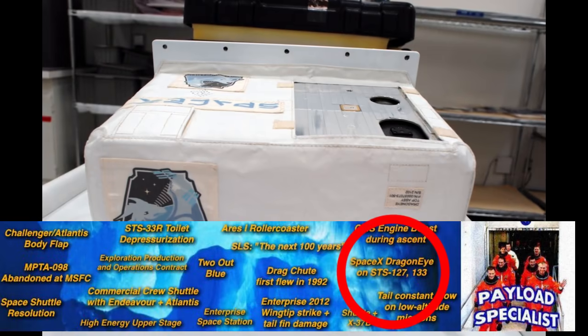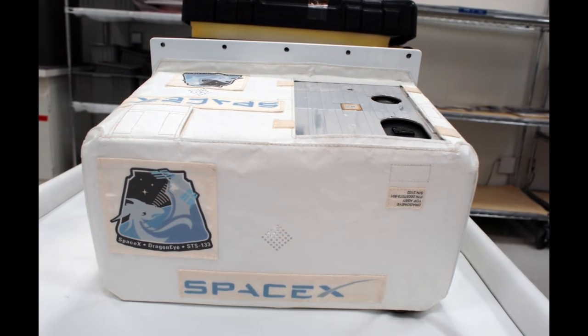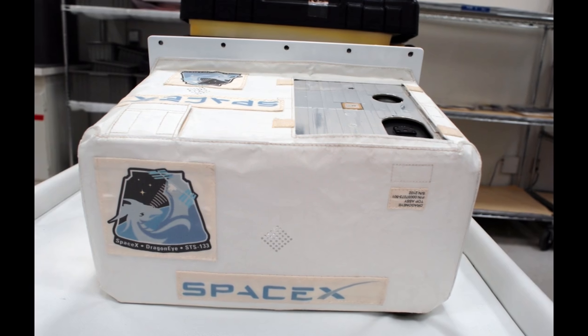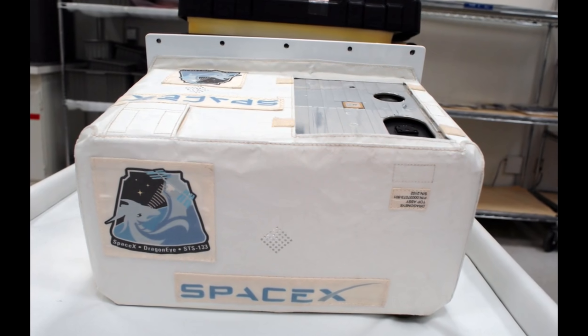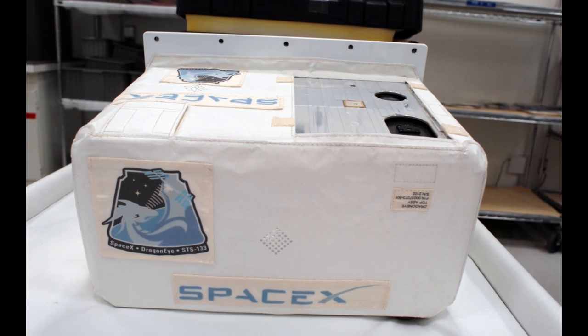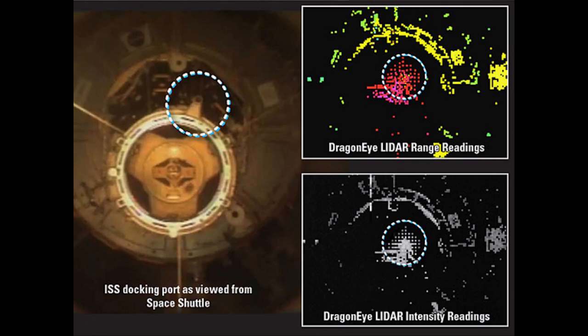SpaceX Dragon Eye. This occurred in the earlier days of SpaceX's existence before a Falcon 9 had ever been launched. SpaceX launched a piece of hardware on STS-27 aboard Shuttle Endeavour called Dragon Eye, which is a proximity sensor that uses laser imaging detection and ranging, or LiDAR. It provides three-dimensional images using LiDAR sensors, providing range and bearing information about the spacecraft and its target.